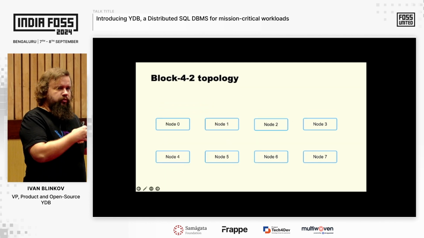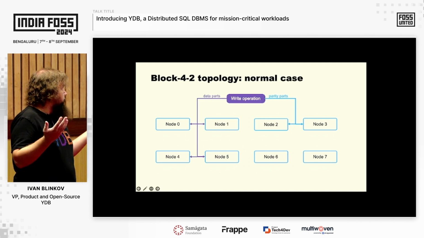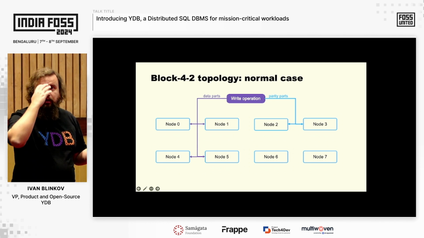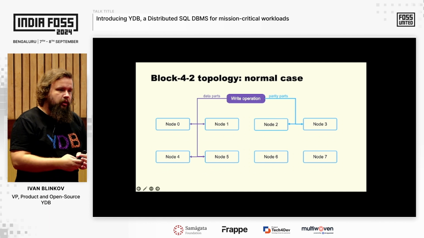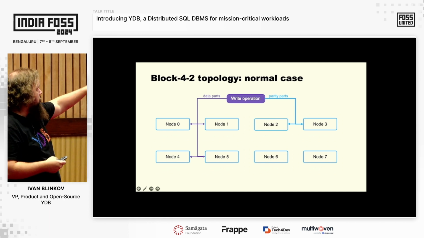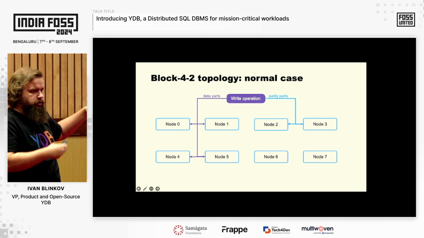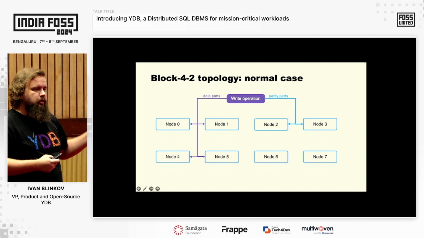So a single data center block 4.2 works similarly, but it uses a different approach. Instead of copies of data, it uses an approach called erasure coding. Basically, you split, or create 6 parts out of your original piece of data. It's 4 data parts and 2 parity parts.